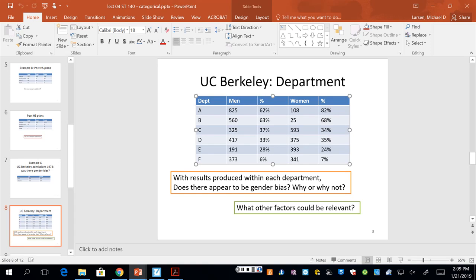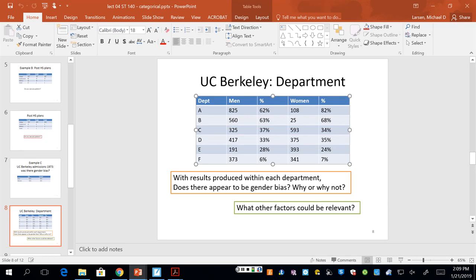Yeah, go ahead, Harris. Well, it seems like there's fewer women applying to A and B, but more of them are getting in. Whereas where there's more women applying towards C, D, and E, fewer of them are getting in. So the percentages kind of show you that it looks equal. You have to look at the actual number of women that are applying.